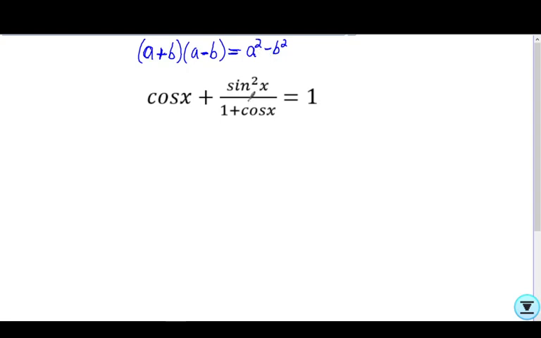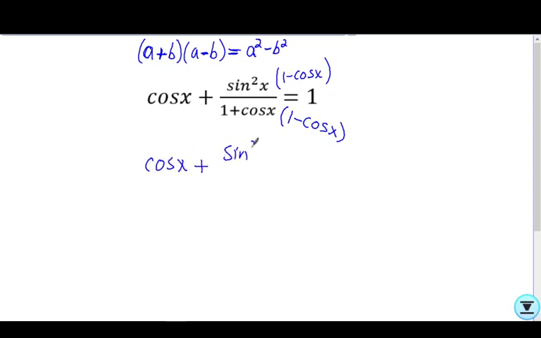Well, because when you take 1 plus cosine and you multiply it by its conjugate, you're going to get a squared term, which is basically telling you, hey, you can use one of your Pythagorean identities. So when I see this bottom as 1 plus cosine, that's what I'm going to do. I'm going to multiply the top and the bottom by the conjugate of the bottom. So 1 plus cosine, that's a plus b times a minus b. When I do that, I get this.